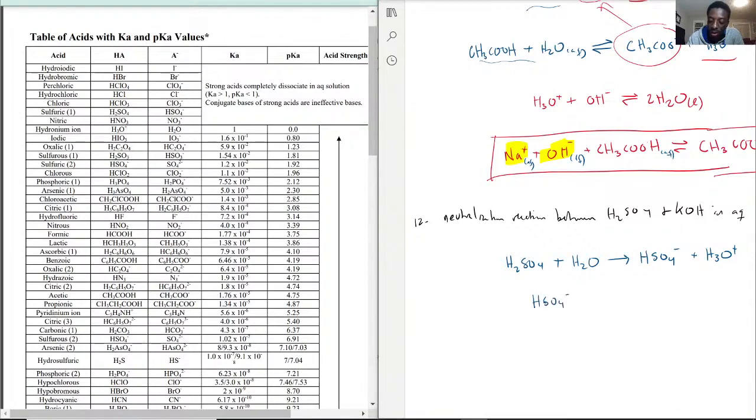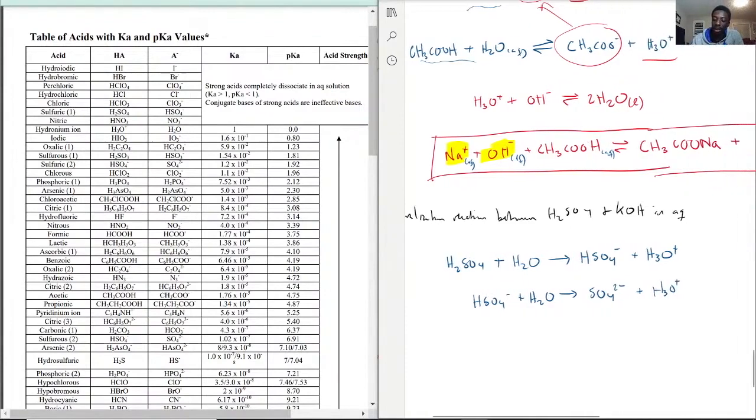And then that HSO4 minus plus H2O turns into SO4 2 minus plus H3O plus. That is the steps it will take for sulfuric acid to get rid of all the protons.